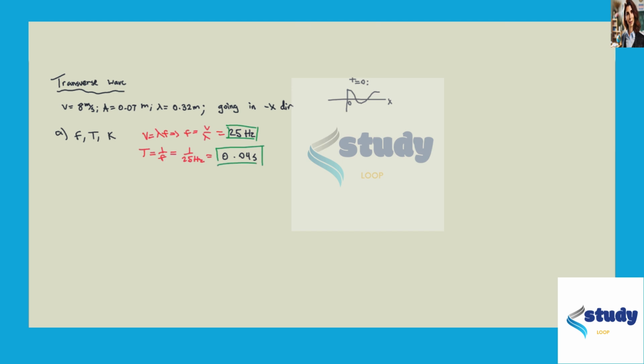And then we're given k. It is 2 pi over lambda. And we're given the wavelength here, so this is just 2 pi over 0.32 meters, which is equal to 19.6 radians per second. Great. So moving on to part B.